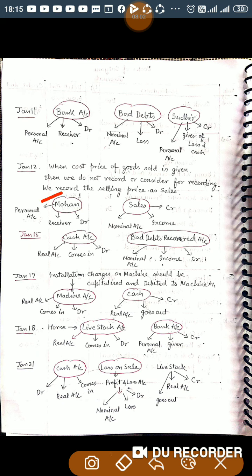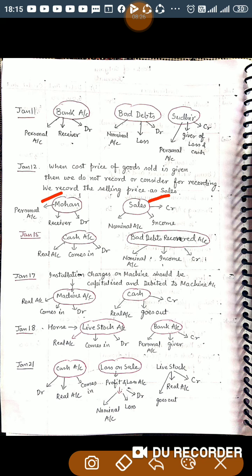Mohan and sales. Because cash is not mentioned in the transaction, it is a credit sale, Mohan and sales. Cost price as well as selling price is given. Whenever you are selling goods and the cost price is also mentioned in the transaction, you will ignore the cost price, you will consider only the selling price.